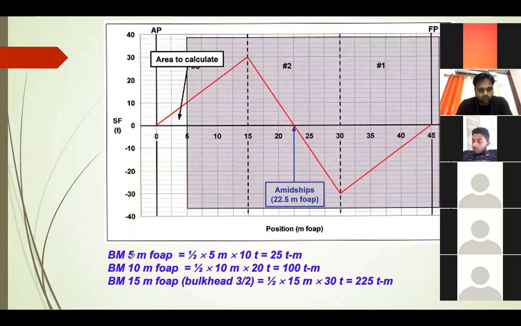And to calculate bending moment at 5 meters, basically this is the area you're going to calculate, that is from 0 to 5. So this is the area which you will be calculating. So what will be that? It is basically half base into height. Your base will be 5 meters, your height will be 10 tons. So that will give you half into 5 meters into 10 tons, which will give you 25 ton meter. So your bending moment at 5 meters will be 25 ton meter.